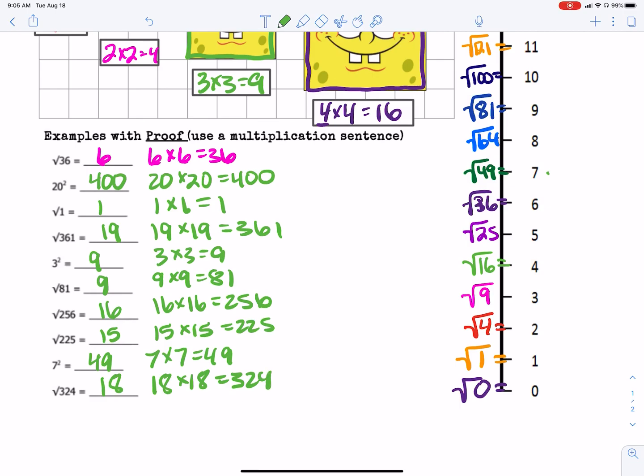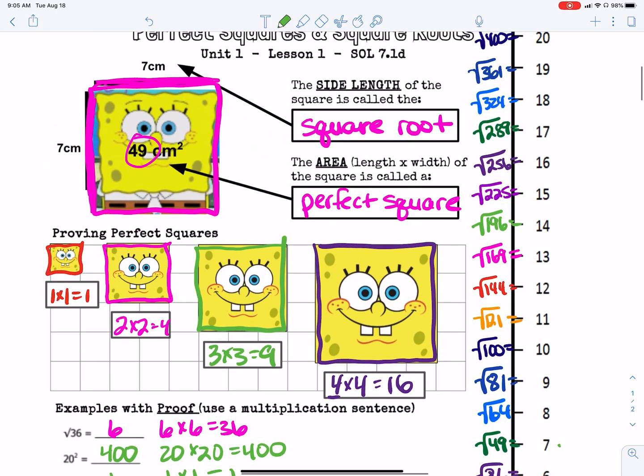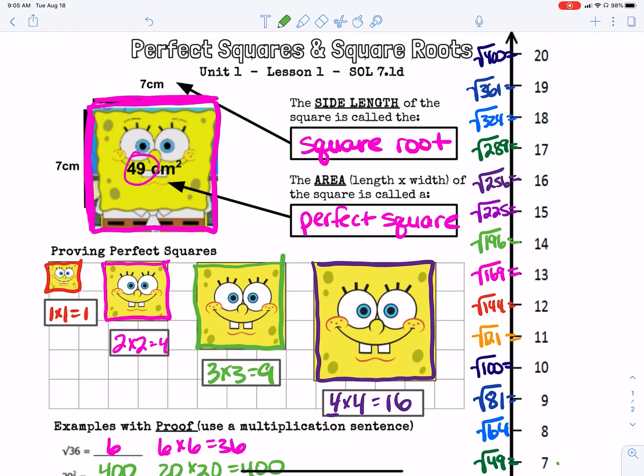Please go back and review any parts of this video if you need help or you need to refresh your brain on perfect squares and square roots. Also, reach out to your teacher if you have questions.